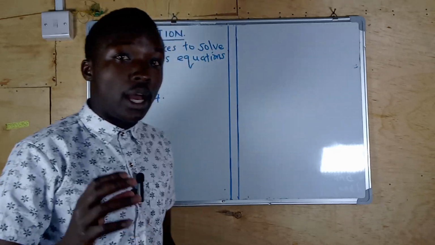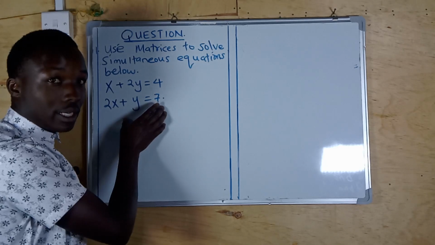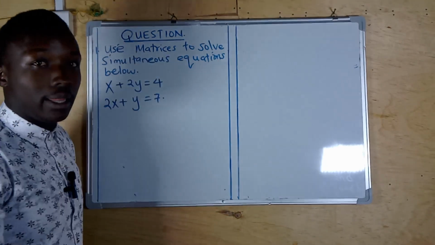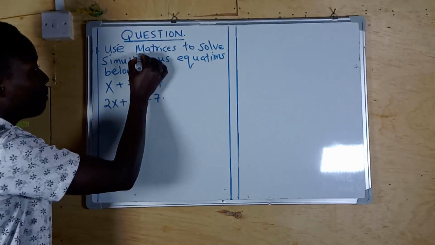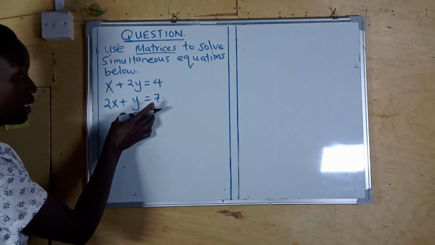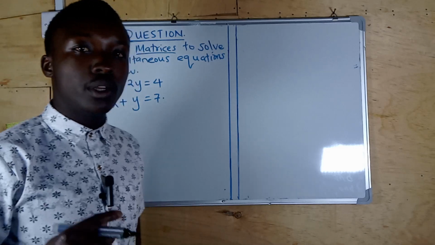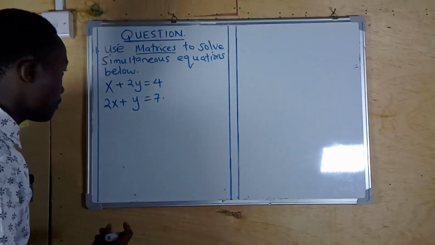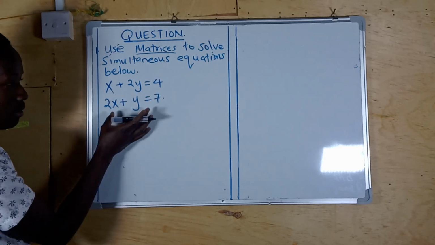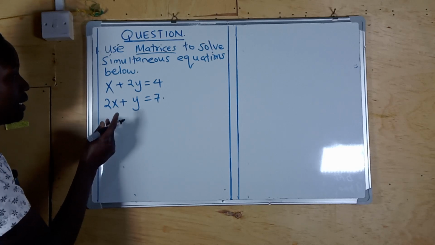And now I want us to approach the same question or another simultaneous equation using a different concept which we call matrices. So we are going to use matrices to solve the values of x and y. And for us to use matrices to solve a simultaneous equation, this is how we go about it. The first step we do in this question, we must write our equation in matrix form. And how do we write it in matrix form?